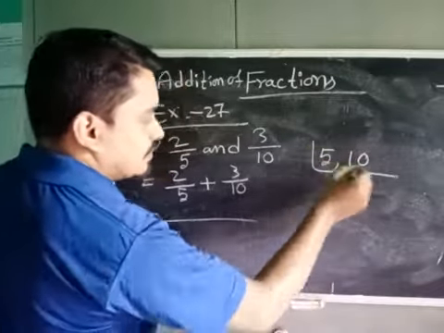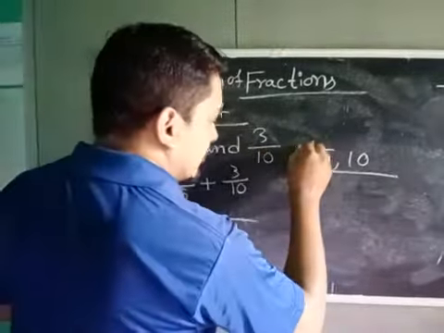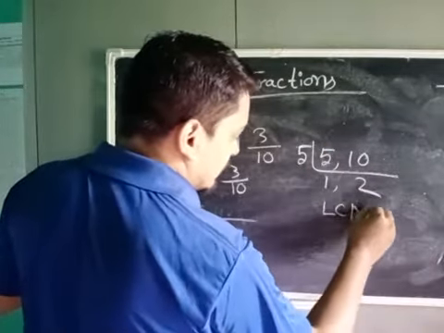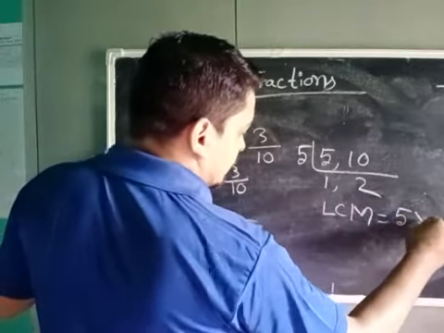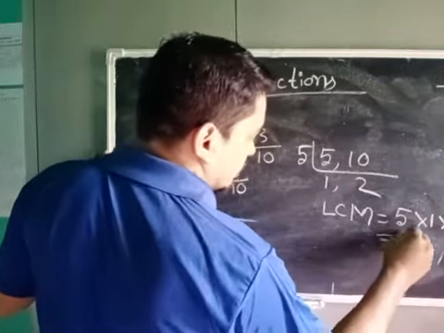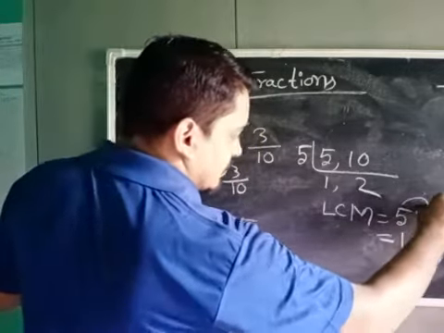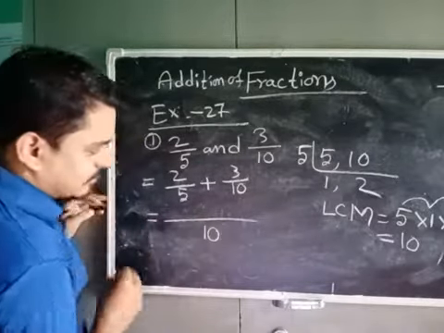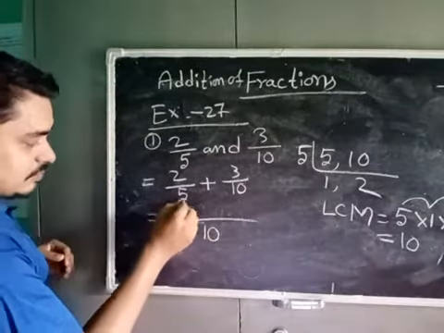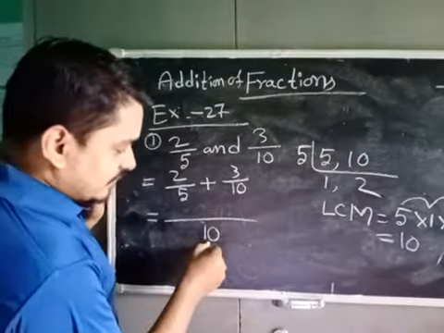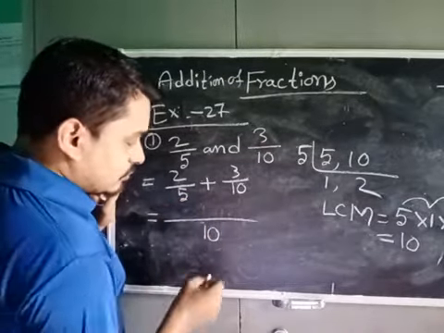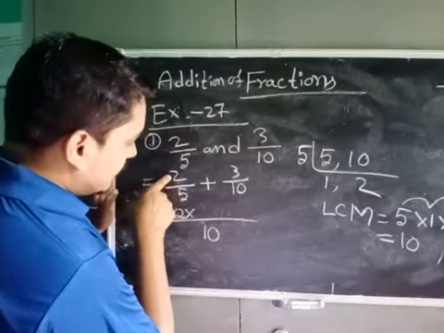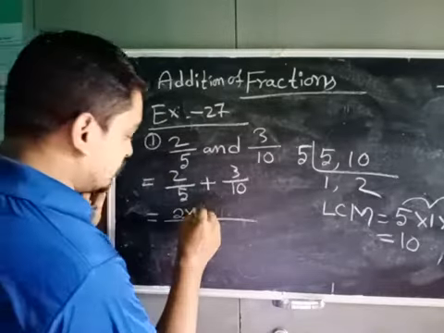So how to find out the LCM? We can divide 5 and 10 by 5. So 5 1 is 5 and 5 2 is 10. So what will be the LCM? LCM equal to 5 into 1 into 2 equal to 10. So what we have? 10. So 10 will be written here in downside. Then after we have to divide this one by this. 10 will be divided by this one. So if we divide, then what we will get? We will get 2. And here 2 we have already. So 2 will come here.